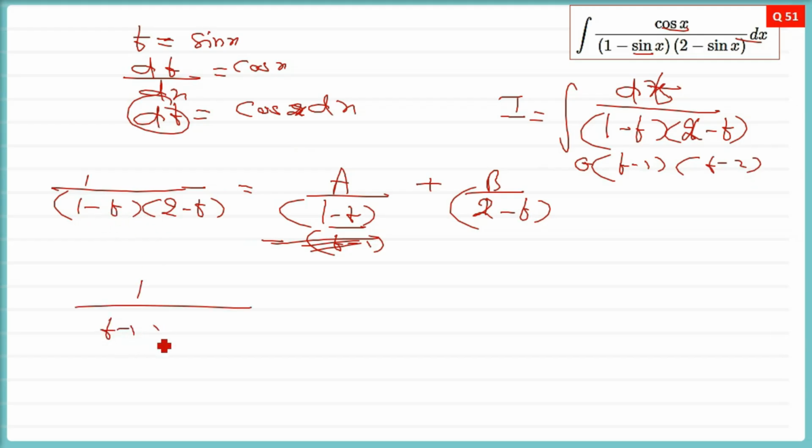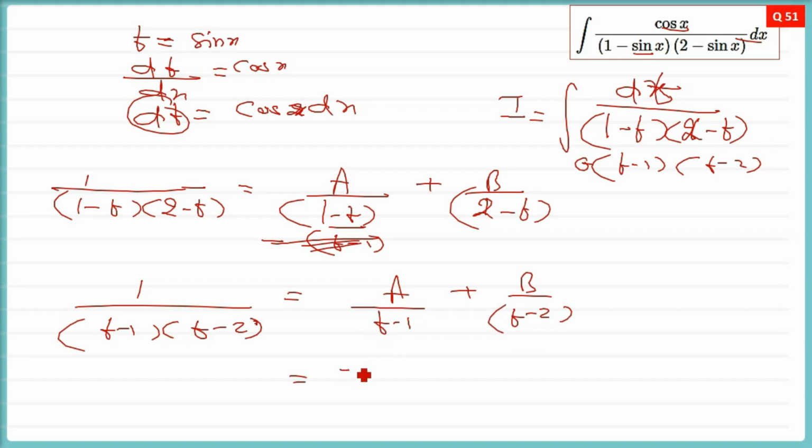So this will be 1 by (t minus 1)(t minus 2). So a divided by t minus 1 plus b divided by t minus 2. Now here we have a and b. So this is integration of, because a and b, I hope you'll be able to compute. A will come as this value and b will be 1. Okay. So a and b, I hope you'll be able to compute it.